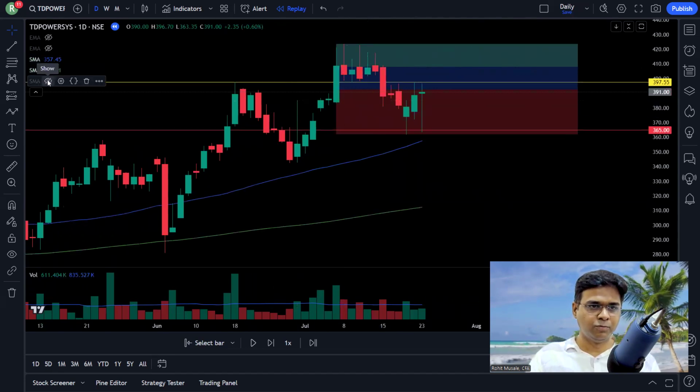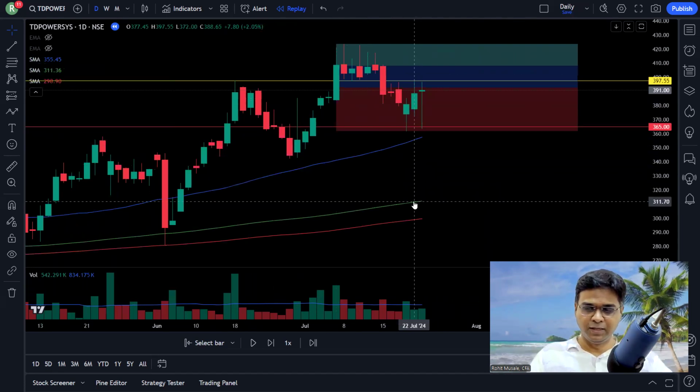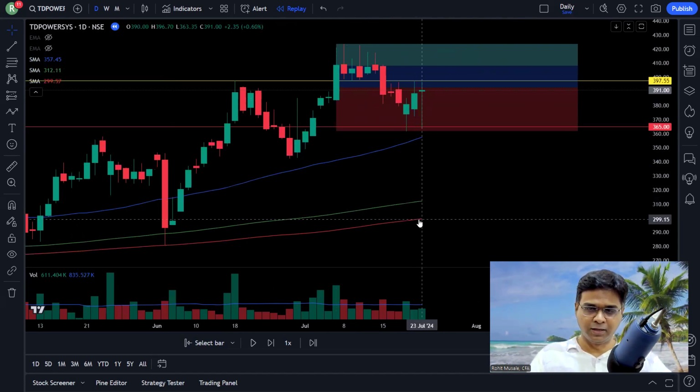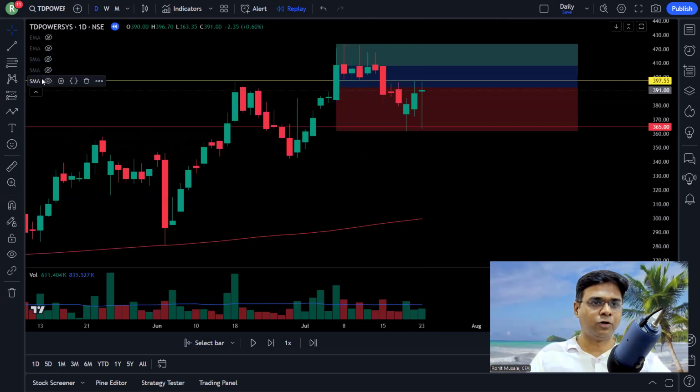First, let me show you the moving averages. The 50-day moving average is above the 150-day. The 150-day is above the 200-day. So it is a nice stage 2 uptrending stock. That means I'm interested in the stock.